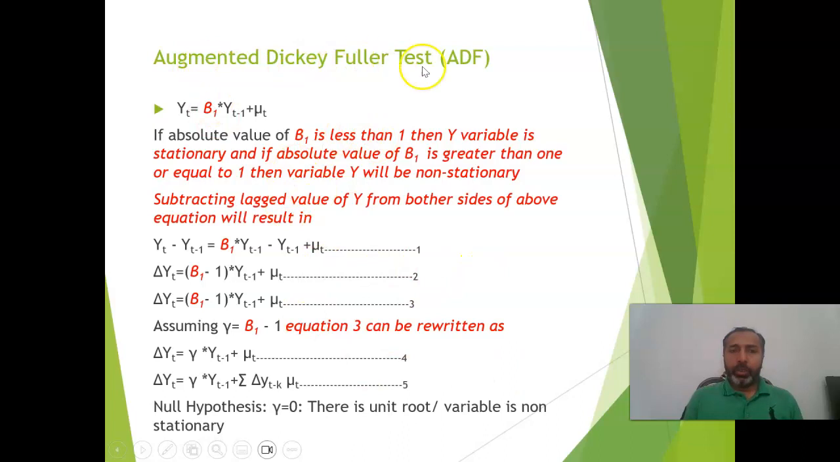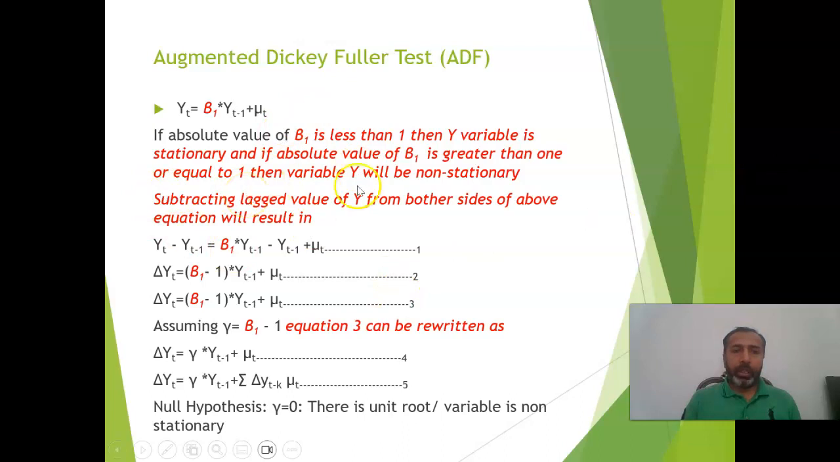Now here see how the augmented Dickey-Fuller test works. If we run a regression, y may be any variable, we are running an autoregressive model of lag 1, where the dependent variable yt is being regressed on its lagged value. Now, if the absolute value of beta 1 is less than 1, then variable y is stationary, and if the absolute value of beta 1 is greater than or equal to 1, then variable y will be non-stationary. A special case where beta 1 is equal to 1 is non-stationary, but we call it a unit root.